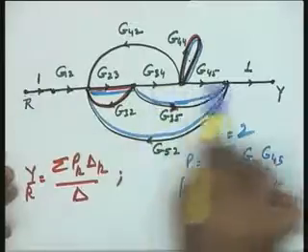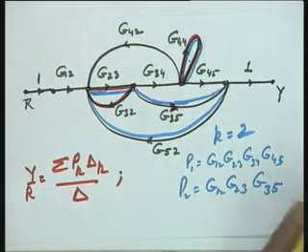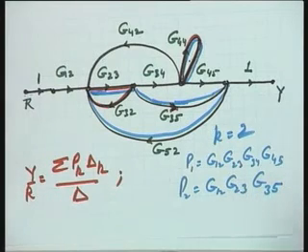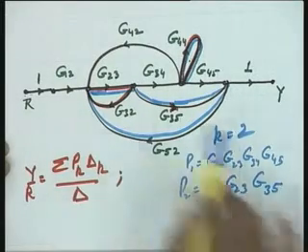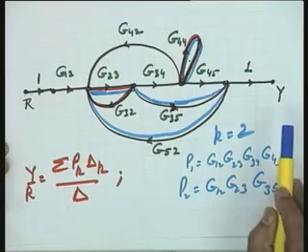What is delta 1 in this particular case? You traverse this particular path and look at any loop which does not touch the first forward path. What is delta 1 equal to? It is 1. So delta 1 is equal to 1 because all the loops are touching the first forward path. Look at delta 2 now.